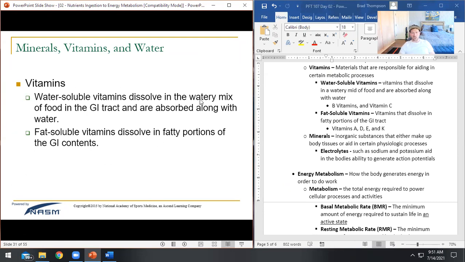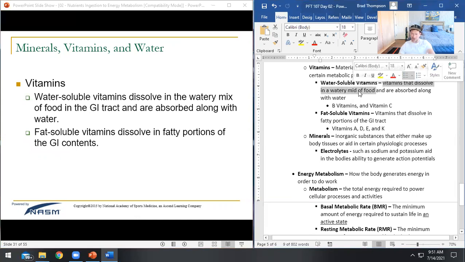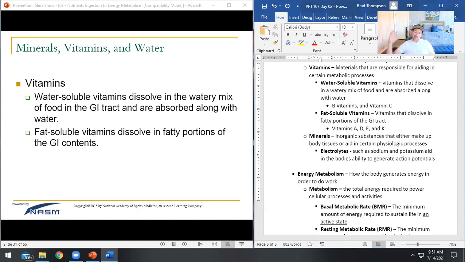Water soluble vitamins are vitamins that dissolve in a watery mix of food and are absorbed along with water. They need to be carried by water, and that's that facilitated diffusion. It's like somebody going up to a bouncer and saying, he's with me, and then they come in with you. B vitamins, all of your B vitamins, and vitamin C, those are all water soluble vitamins.